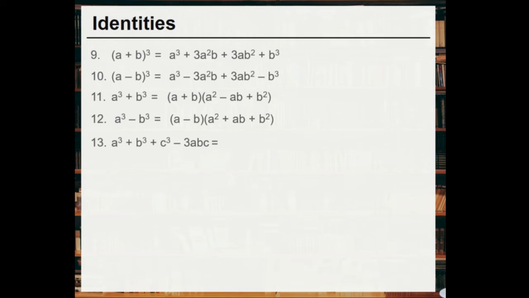Next is a very important one and maybe a new one for you all. A cube plus b cube plus c cube minus 3abc is equal to what? It will be equal to a plus b plus c into a square plus b square plus c square minus ab minus bc minus ca.